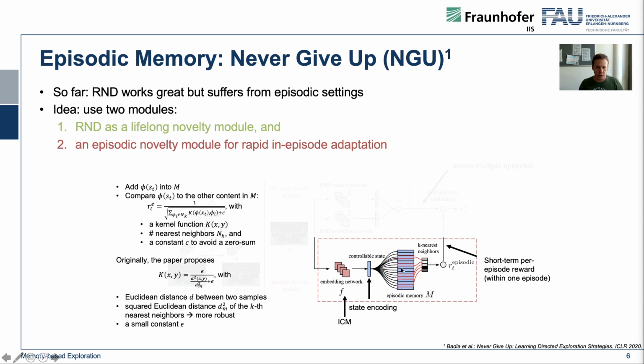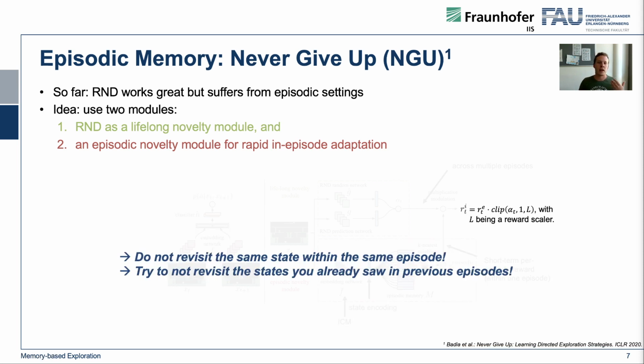So this is how you derive the episodic reward from the episodic novelty model, and what you then do is just combine those two. They combine it like this: they provide the intrinsic reward as a multiplication between the reward provided by the episodic novelty module and some clipped version of the output reward from the RND, where L is considered a reward scalar from the RND module.